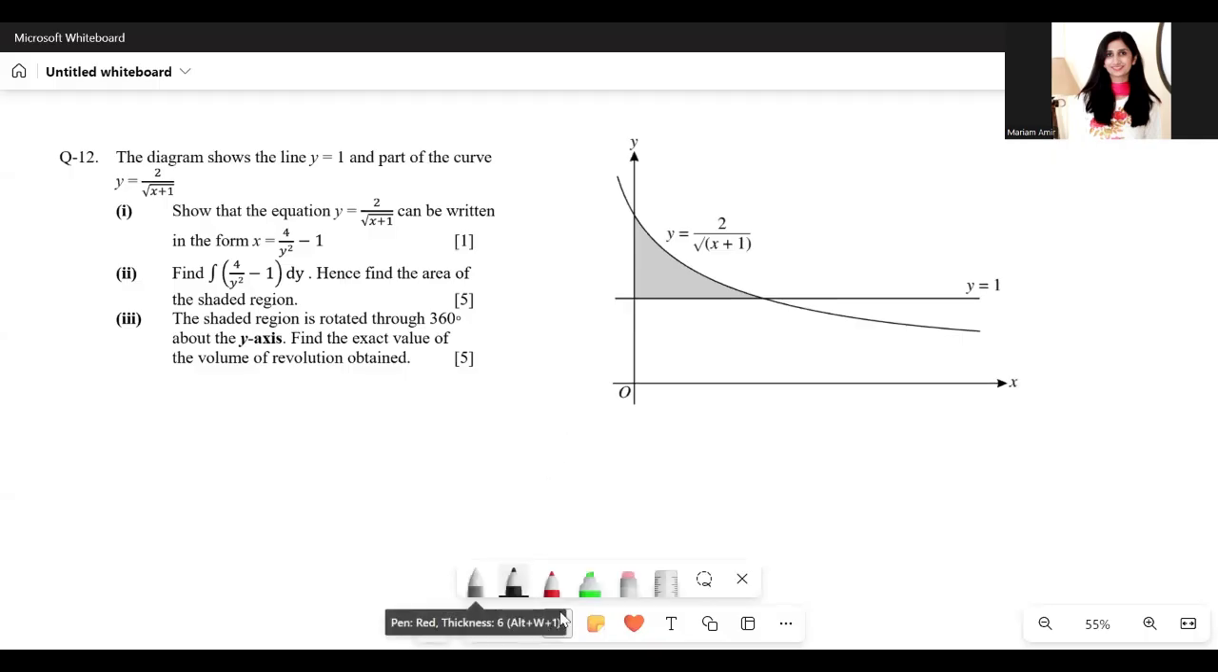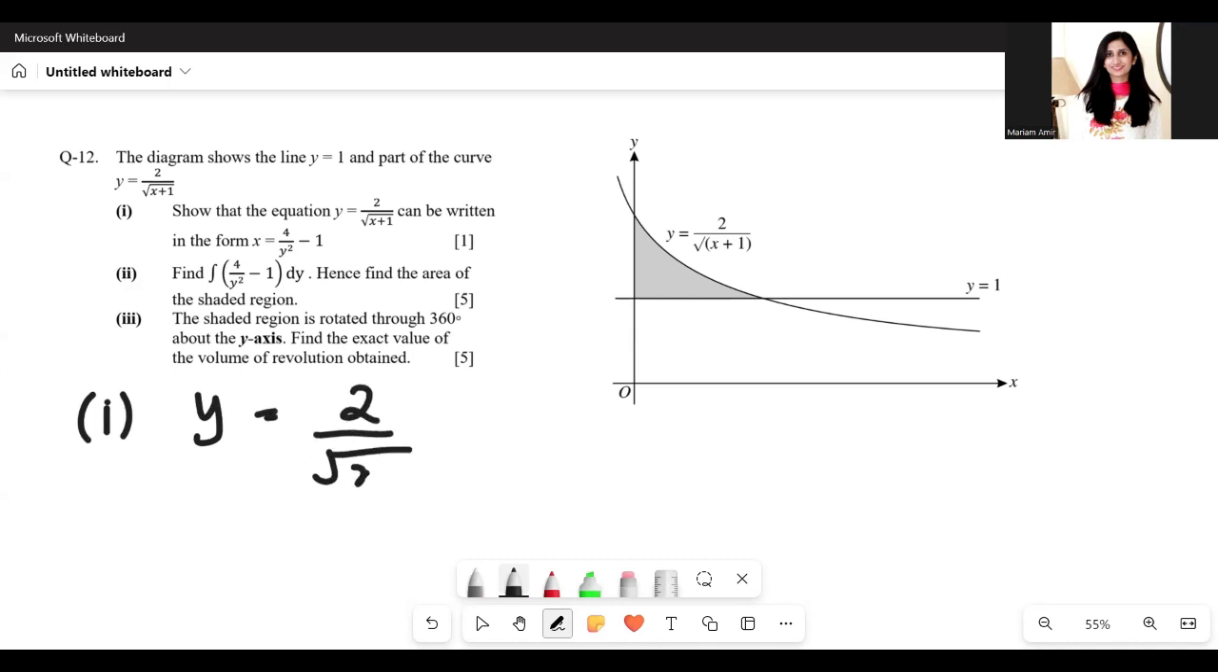The diagram shows the line y equals 1 and part of the curve x = 2 upon square root of x plus 1. Show that this equation can be written in this form. So basically they're asking us to make x the subject. Right now y is the subject. Okay, so let's do that.